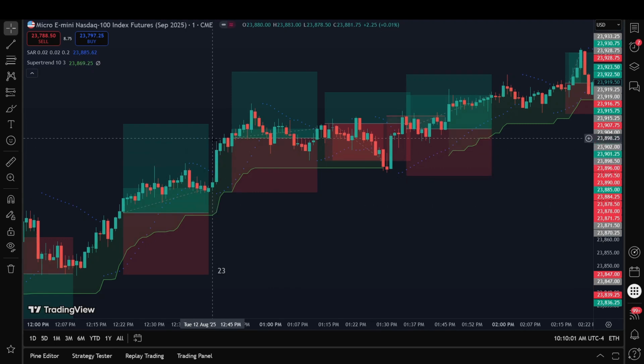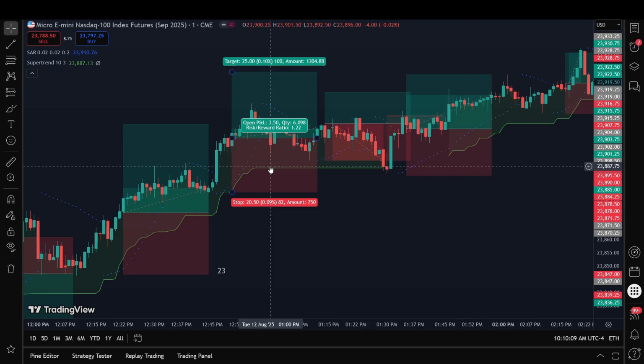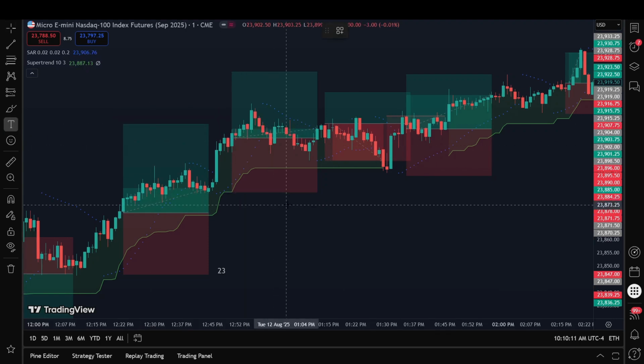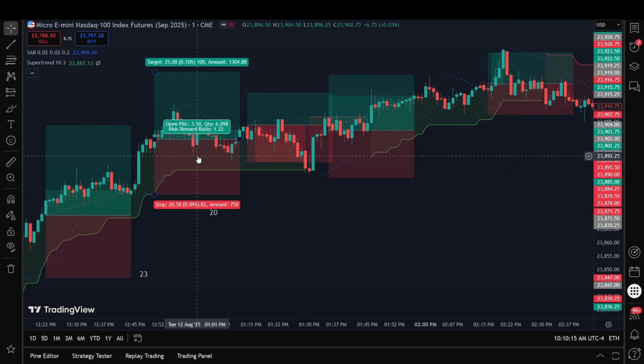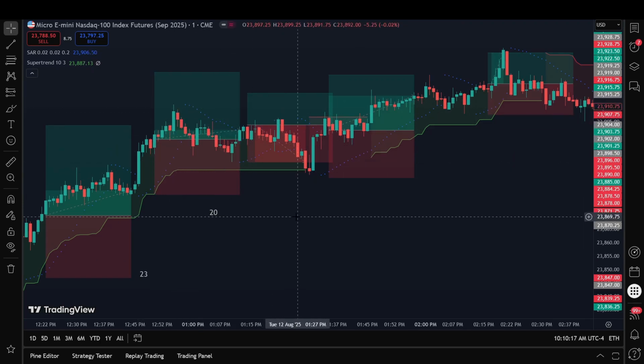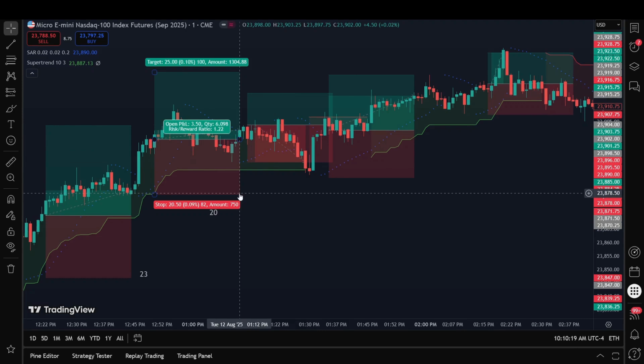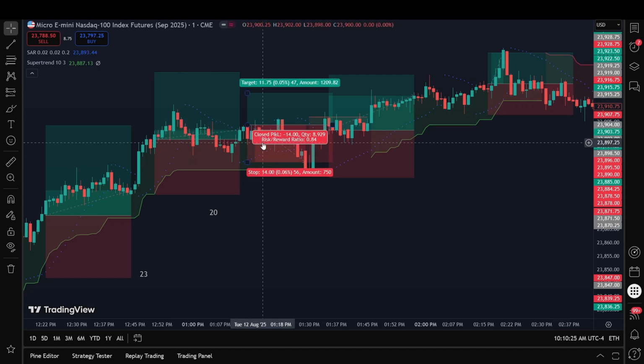Here's a really nice volume candle right there. We enter right here above that candle, and it's another 20 points. Here's another pullback, ABC move, 1, 2, 3. And it gives you the signal after 3 candles right there. And we get stopped out on that one, minus 14.